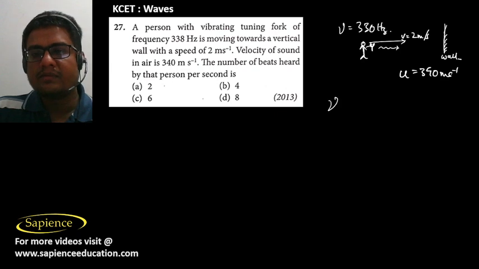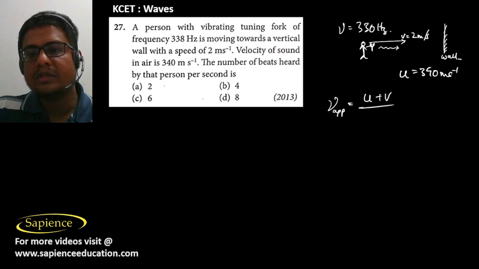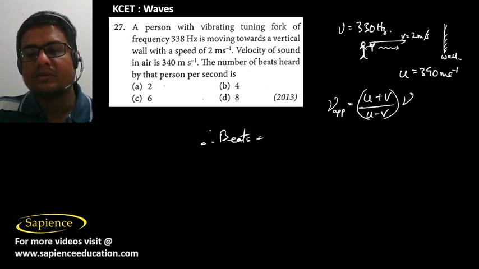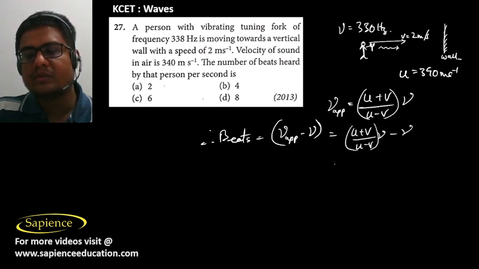The number of beats heard by that person per second is. So the apparent frequency that is heard by that person is u plus v by u minus v into actual frequency. So therefore the beat frequency, the number of beats, is given as apparent frequency minus the original frequency. So that will be equal to u plus v by u minus v into nu minus nu. So nu, if I take as common, then this will be u plus v by u minus v minus 1.